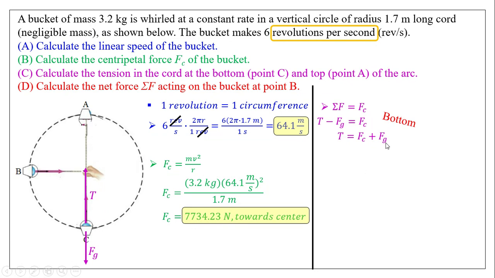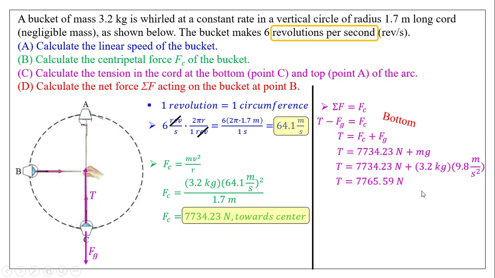F of G is just mass times gravity, okay? So here, I just carry the value for F of C, which I got here in green, 7,734.23 newtons. That's the magnitude, plus F of G. But F of G is just mg, and if I plug in m being 3.2 because it's given, g being positive 9.8 here because I've already taken care of the negative sign in my work. So here for g, I'm just going to plug in 9.8. So if you add those two values up, you get 7,765.59 newtons. So this is the tension at the very, very bottom of the vertical loop at point C.